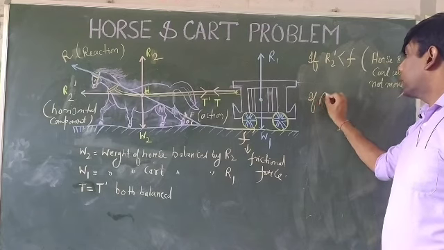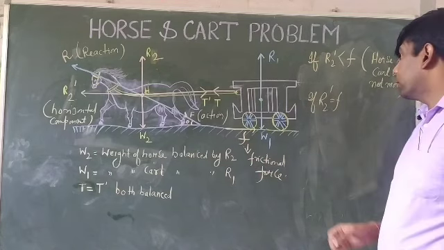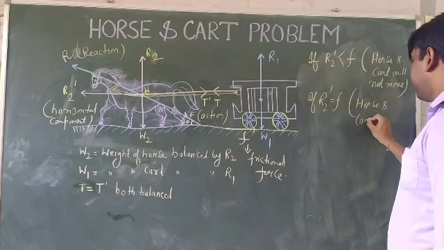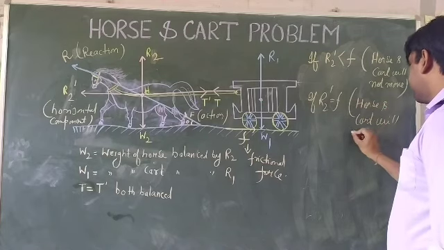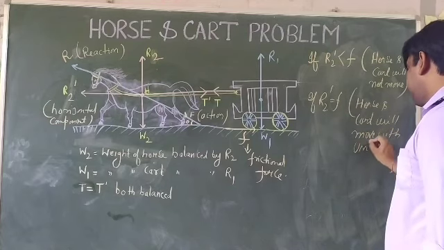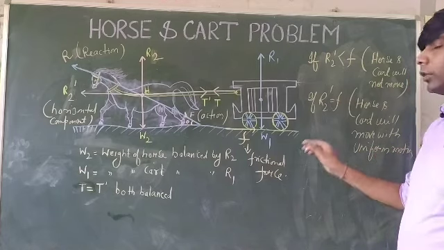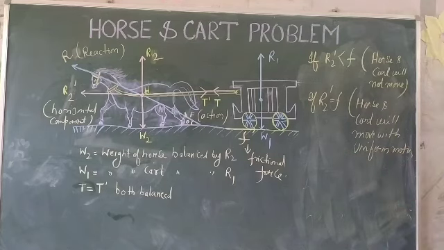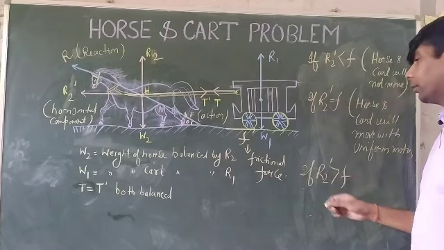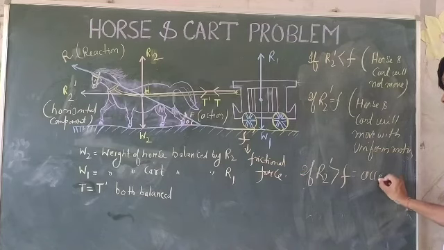If R2 dash is equal to F, that is, it is increased up to such a value that F is equal to R2 dash, then the horse and cart will move with uniform motion. And last, if R2 dash is greater than F, that is, it is increased so much that it is greater than the frictional force, the motion will be accelerated.